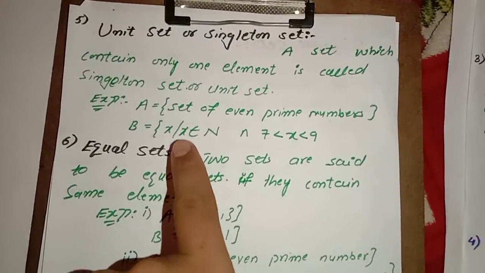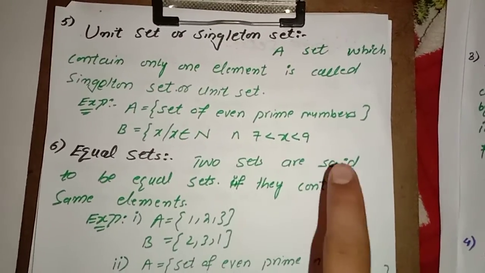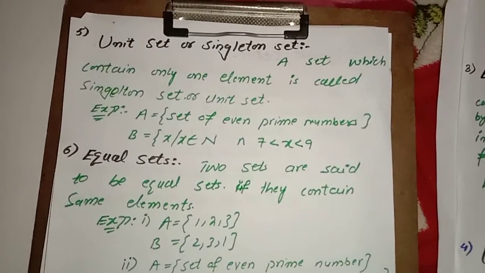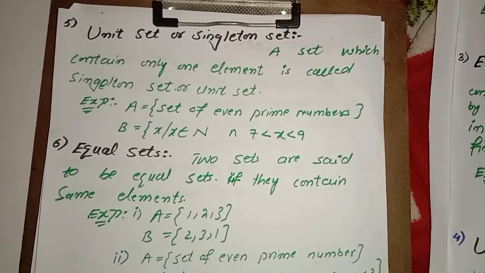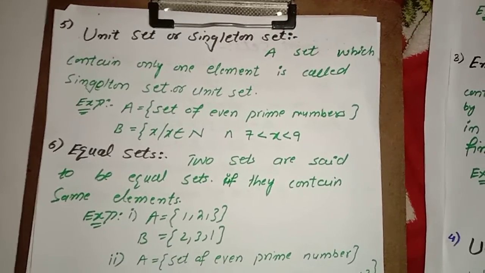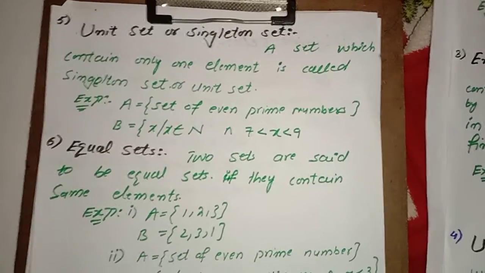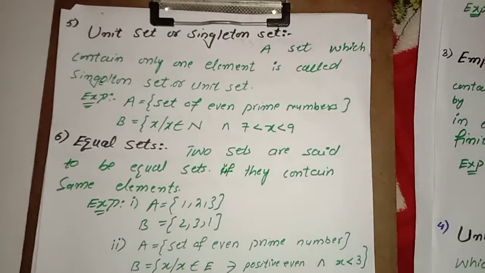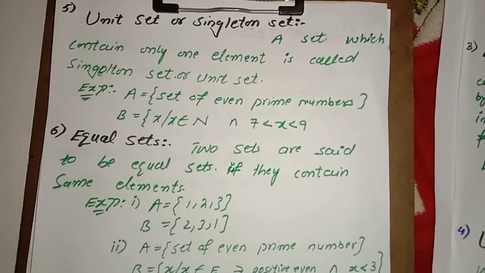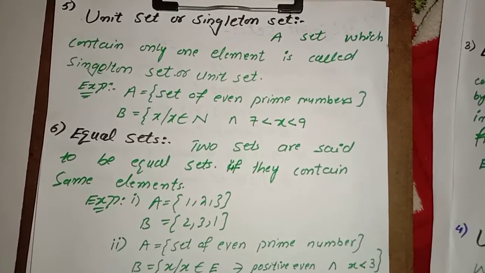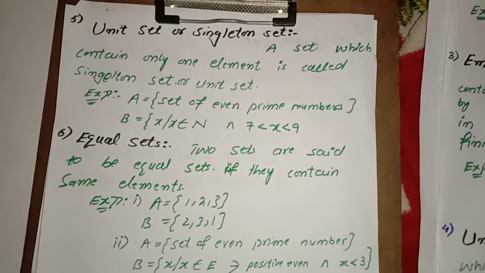For example, if A is equal to {x : x is an even prime number}, we know that prime numbers start from 2 and all prime numbers are odd except 2. So it is only one number. So the set of even prime numbers is {2}. So set A is equal to {2}, only one element, which is 2.